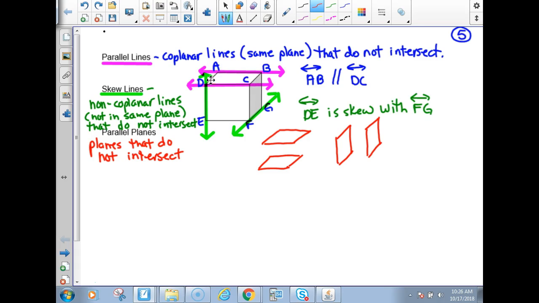An example in this diagram, if we did the top, that could be called plane ABCD, or you can just use 3 letters. And if you want to use 4, that's fine, but you can't use more than 4. All right, so 3 to 4 letters is fine for naming a plane. Plane ABCD would be parallel to plane, I don't have 4 letters on the bottom, but it would be the bottom.